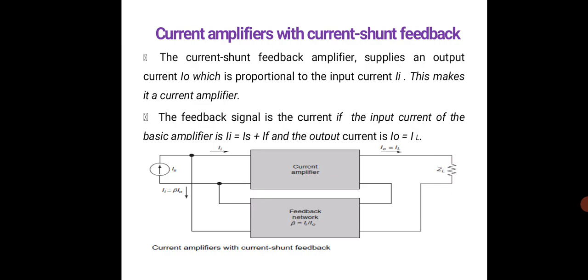The third one is current amplifiers with current shunt feedback. This supplies an output current I0 which is proportional to the input current Is. This makes it a current amplifier. It has been denoted here as a current amplifier, and you have the feedback network If by I0. The feedback signal is a current. The input current of the basic amplifier is Ii, which is equal to Is plus If, and the output current I0 will be equal to the load current IL.